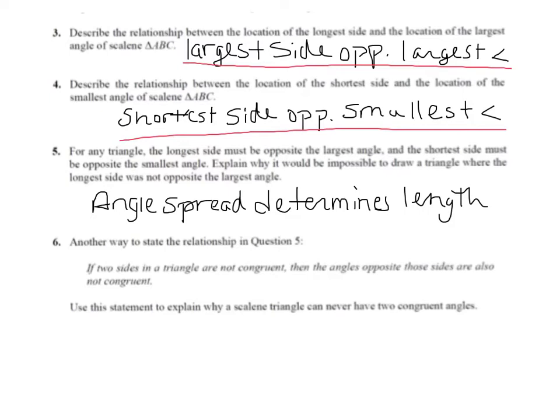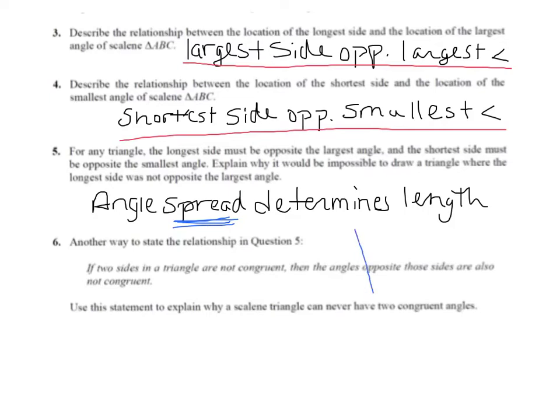Finally, for number 5, it says, for any triangle, the longest side must be opposite the largest angle, and the shortest side must be opposite the smallest angle. We just said that. Explain why it's impossible to draw a triangle where the longest side was not opposite the largest angle. Now, we had a couple of people ask about this in class today, and I think that really what we want to do is talk about angles being measures of spread. What is determining the length of the opposite side? Well, the opposite side is determined by how spread out the angle actually is.